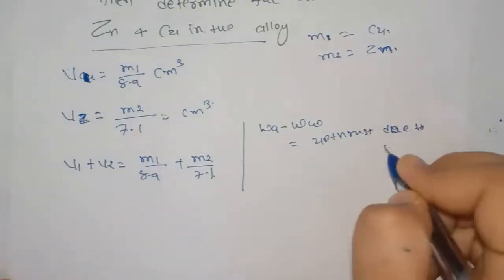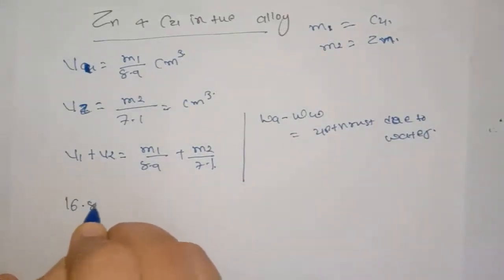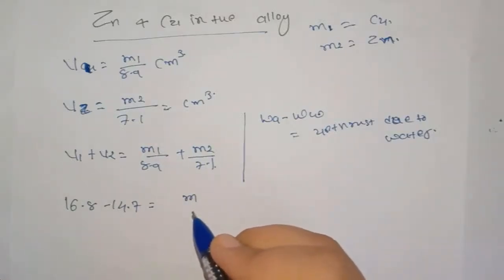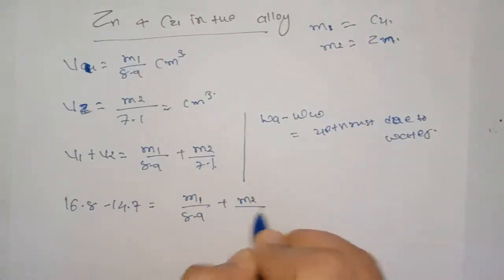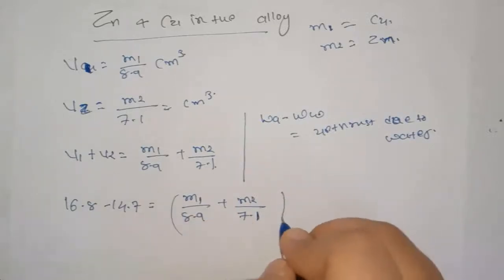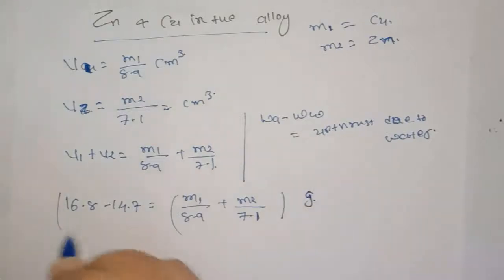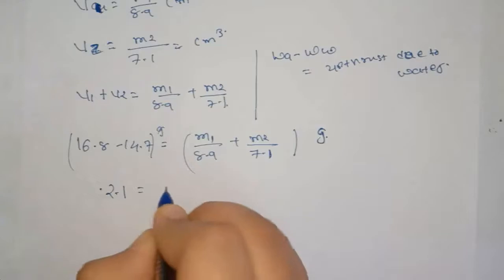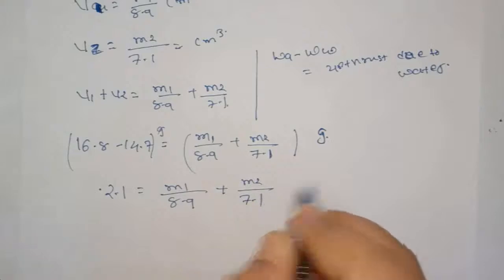Now, loss of weight in water, that is weight in air minus weight in water, is equal to upthrust due to water. So 16.8 minus 14.7 is equal to upthrust, which will be equal to volume of body inside, that will be total volume, into density of liquid, that is 1, into g. This g will get cancelled out. So simplifying this, we will get 2.1 is equal to m1 upon 8.9 plus m2 upon 7.1.